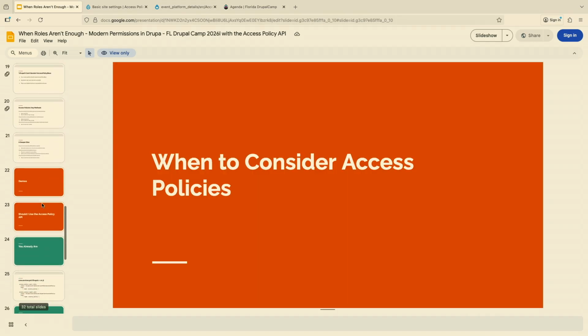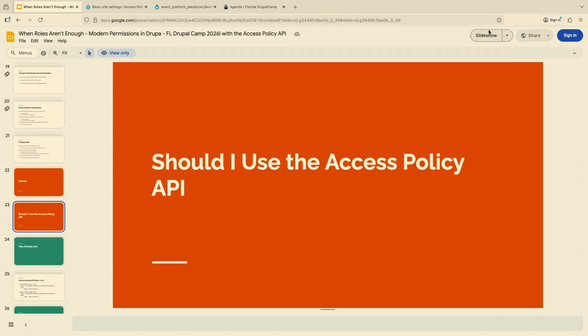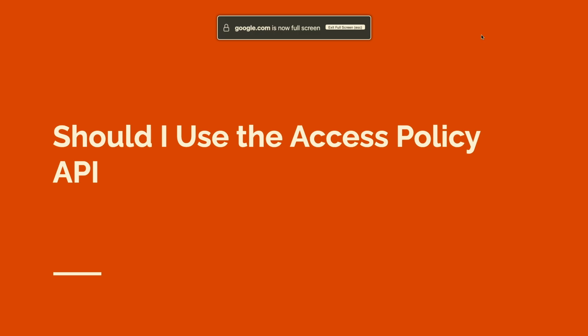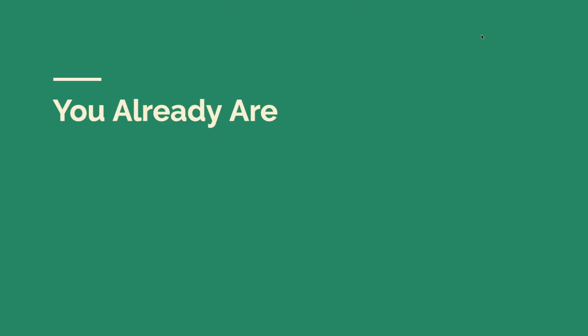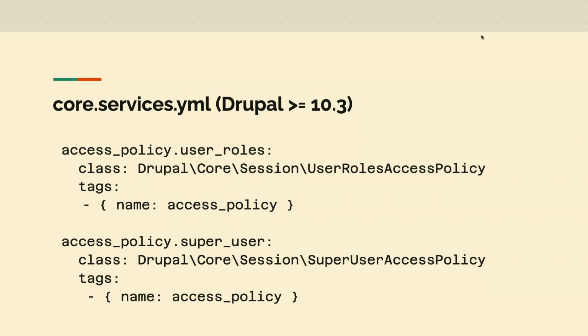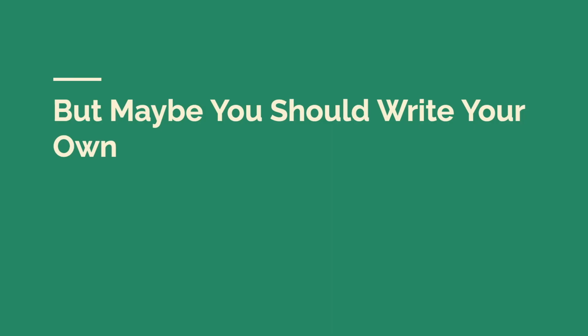Okay, so let's go back to the demos. Should I use the access policy API? Well, the glib answer is that you already are, because the user role system has been refactored to be an access policy. So user roles are just another access policy. If you've ever wondered how user 1 gets all of the permissions, well, there's now a super user access policy, which gives user 1 all the permissions. These are the only 2 access policies that ship in Drupal core, but you can write your own now.